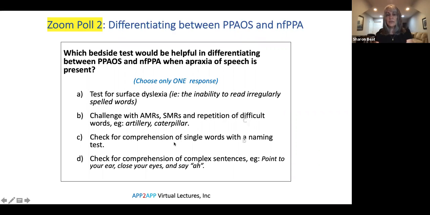Checking for the comprehension of a single word is really one of the criteria for semantic variant PPA, but it may be helpful for us because we're still going to pick up an aphasia if they have an unimpaired comprehension of words, which they may still. But the formal supporting criteria is going to be to check for comprehension of complex sentences.